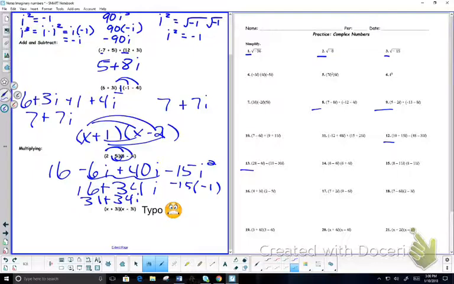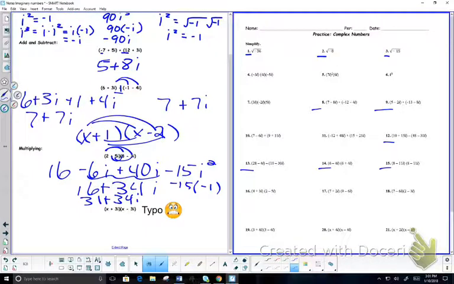Yes? Sure. Because, well, we haven't gotten there yet. So let's do 14, 15. Because you have a typo.